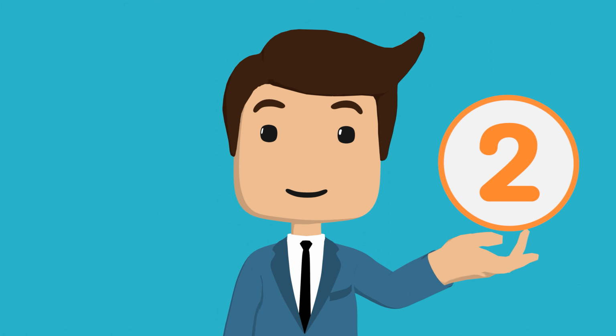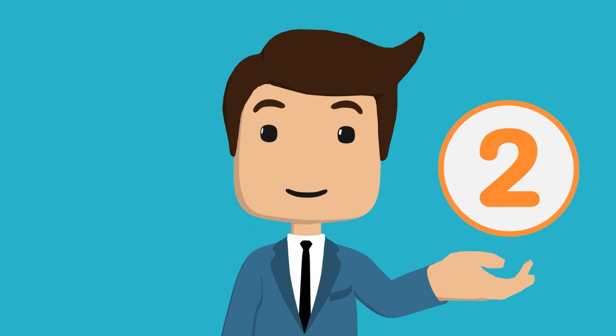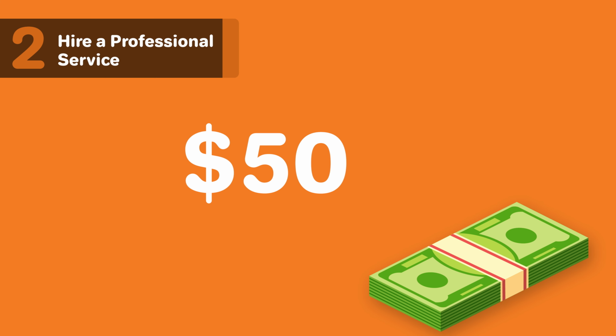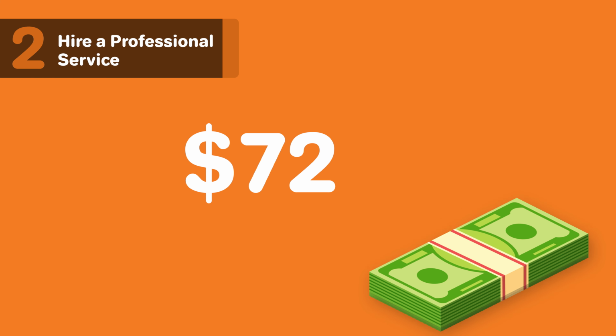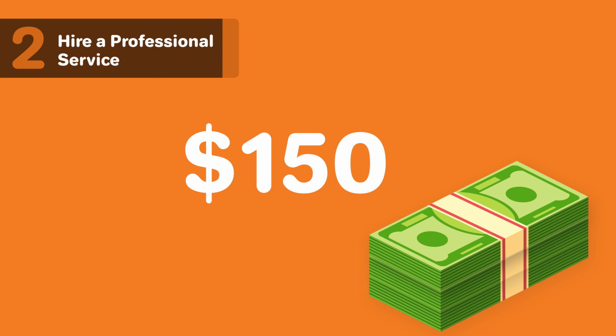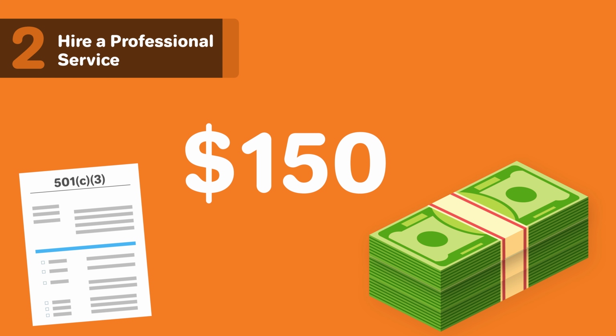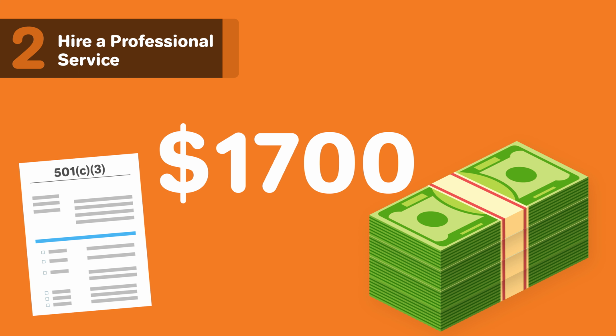Option 2. The second way to form a nonprofit is to hire a professional service to create your nonprofit for you. Hiring a professional service to file your forms and act as your registered agent for the nonprofit will cost you an additional $50 to $150. This fee only covers formation of a nonprofit corporation. If you wish for the professional service to file for 501c3 status, the cost may go up to as much as $1,700 plus filing fees.